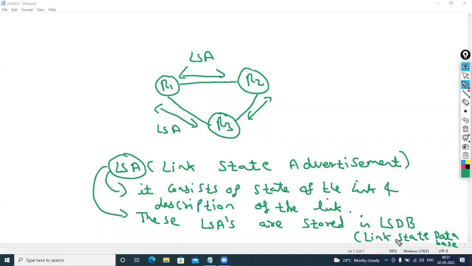We are saying the LSA consists of the state of the interface. State means what bandwidth you are using on the link. And the description of the link means what type of link you are using, whether it is gigabit, fast Ethernet, or Ethernet. Because OSPF calculates the metric based on the interface bandwidth, right? That's what it advertises in each and every LSA.